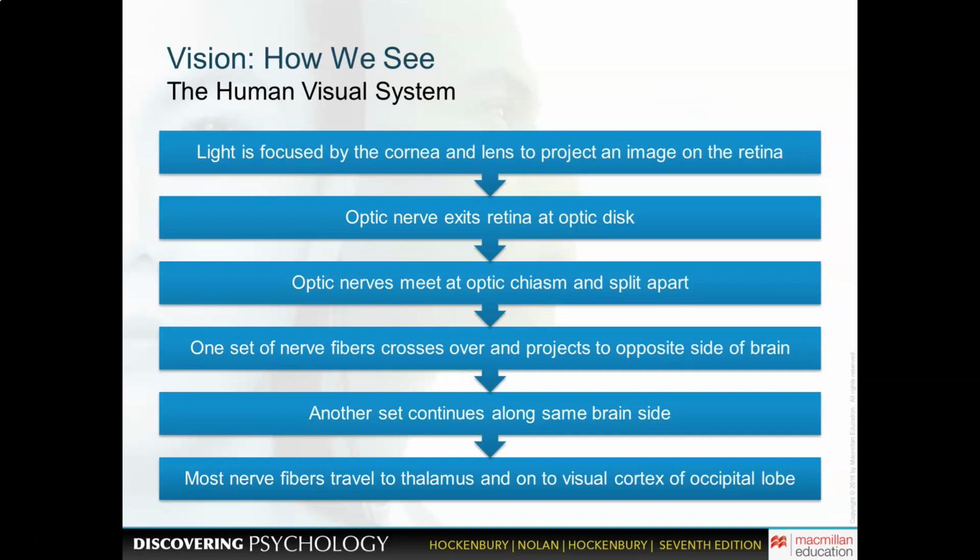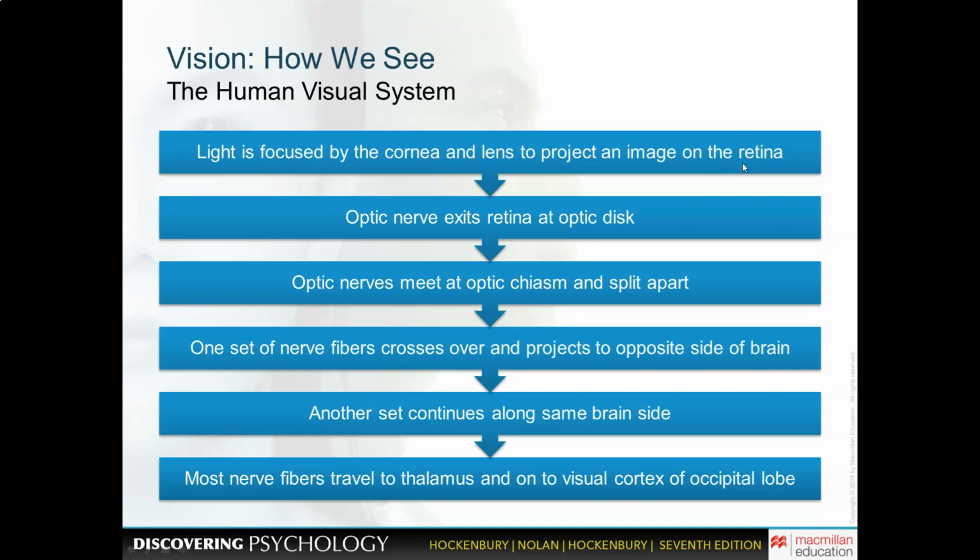So this is how we see. This is the human visual system. I'm not going to read through each one of these, but I definitely recommend that you pause the video here, take notes, and become aware of some of these important concepts and terms. I will briefly go through this in order to save time. First of all, the light reaches our cornea and lens, and then it projects the image of what we are perceiving onto the retina.